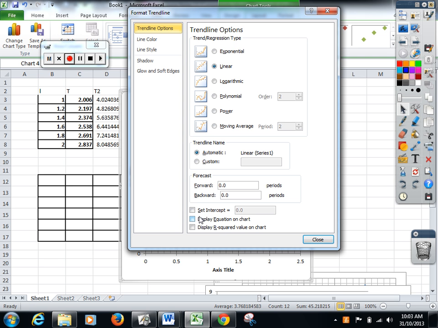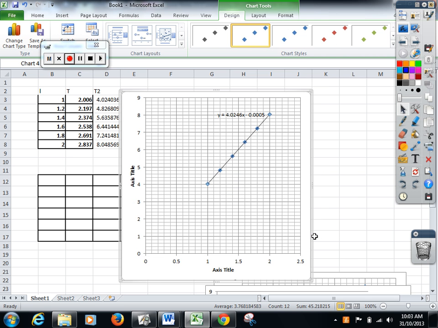And the most important thing you are going to do is display the equation of that line on the chart. See this button just here? Can you see it? That one just there. Turn it on. Right.